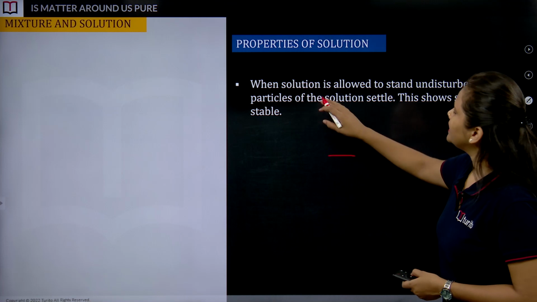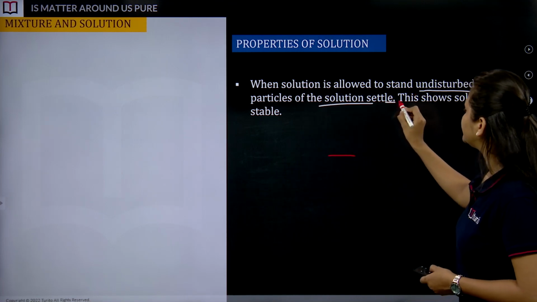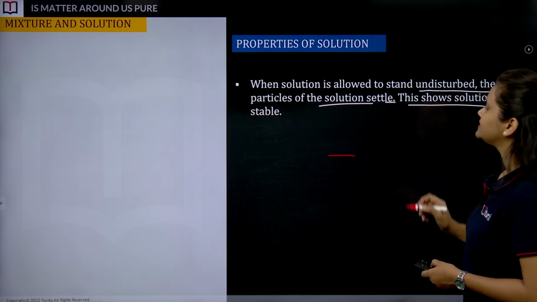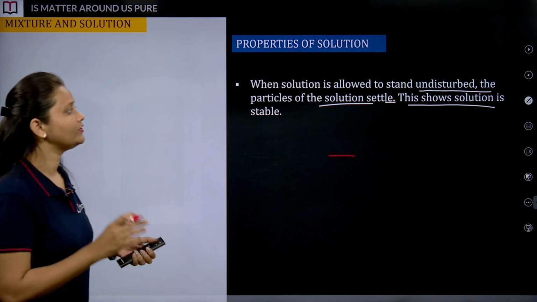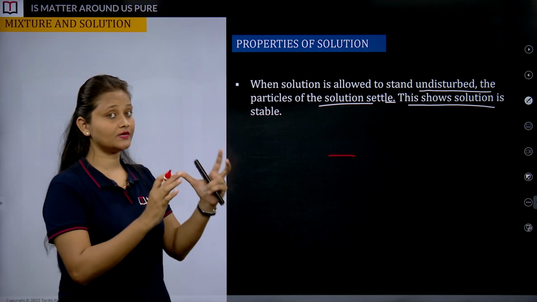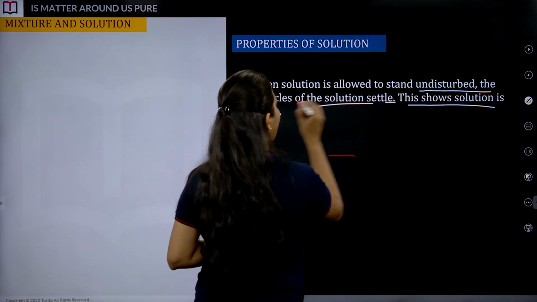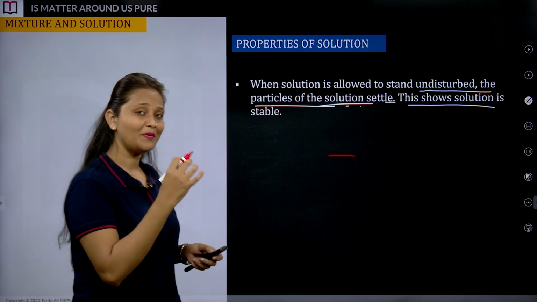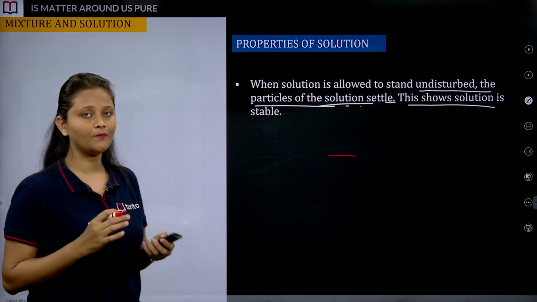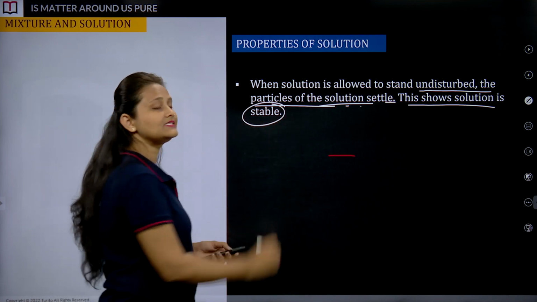So, when a solution is allowed to stand undisturbed, the particles of the solution settle. This is known as the solution being stable. What is happening here in the case of a true solution? If you do not disturb the solution, after some time the particles are going to settle. We can see some particles getting settled at the bottom of the container. That kind of situation is called what? The solution is stable.